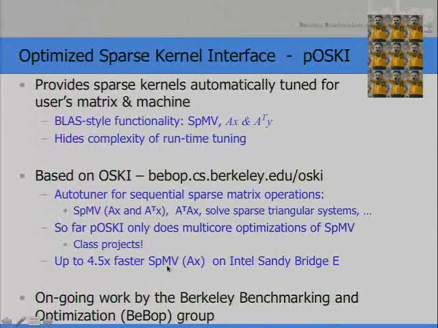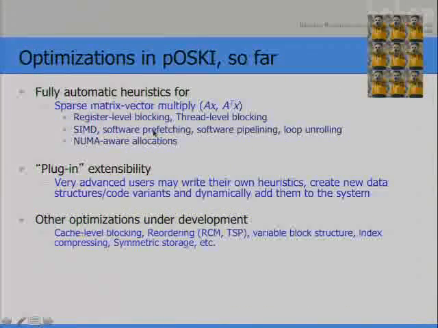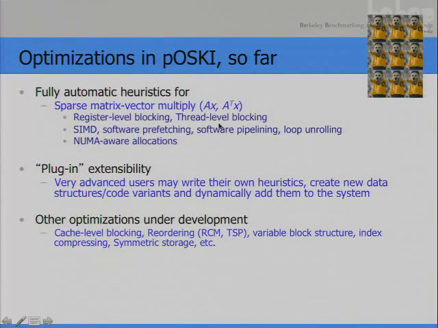And so anyway, let me go on and tell you about what's in PySKI. So, as I said, it's going to do Ax and A transpose x. It has the register blocking. It breaks up things into threads. It does the SIMD optimizations, so it will search through different ways of generating that kind of code. It'll do software prefetching, pipelining and loop unrolling, and the NUMA awareness stuff. And in order to make it easy for the community of people who have special processors or special matrices, you can plug in your own optimization. So it has a nice friendly interface which will let you insert your own optimizations that other people can use.